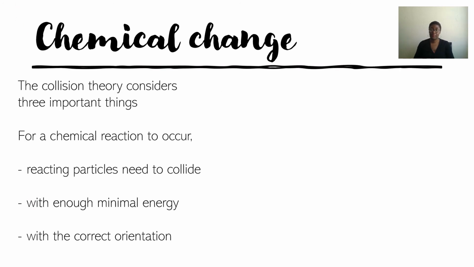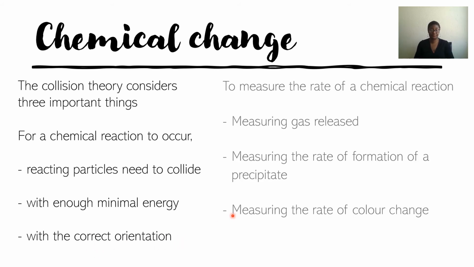Now, for any chemical reaction to occur, there are specific things that need to happen, and these are briefly summarized within the collision theory. Okay, the collision theory considers the reacting particles, and these reacting particles need to collide first of all, and then these collisions need to happen with enough minimal energy, which can also be called activation energy, and they need to collide with the correct orientation.